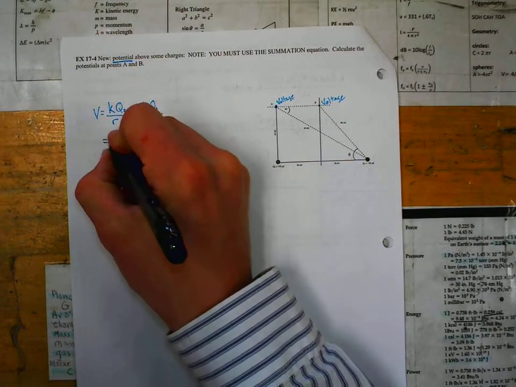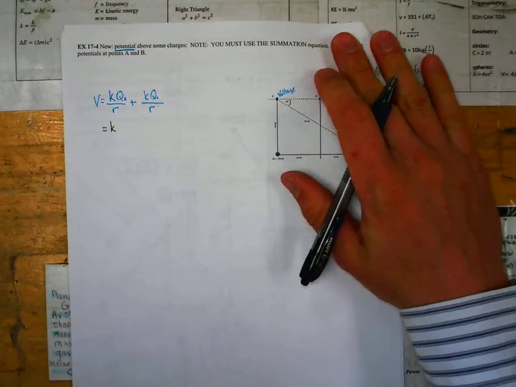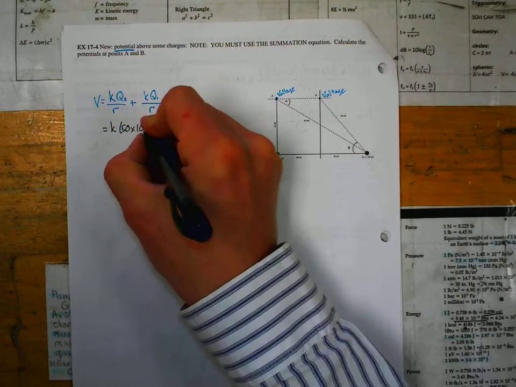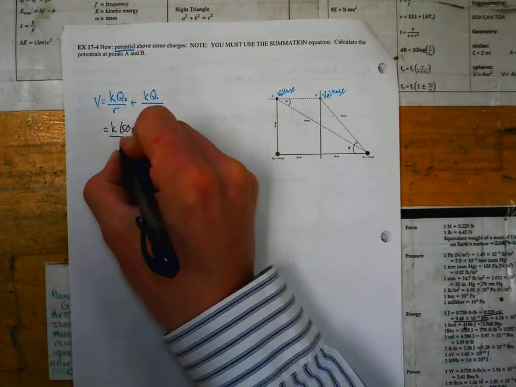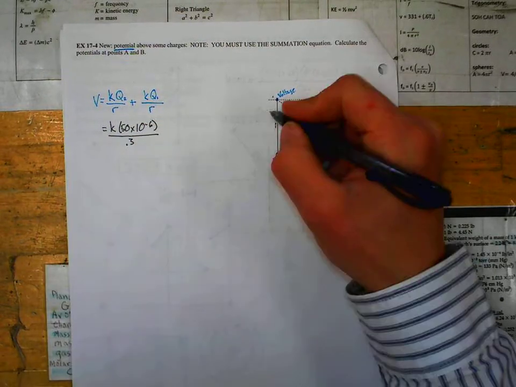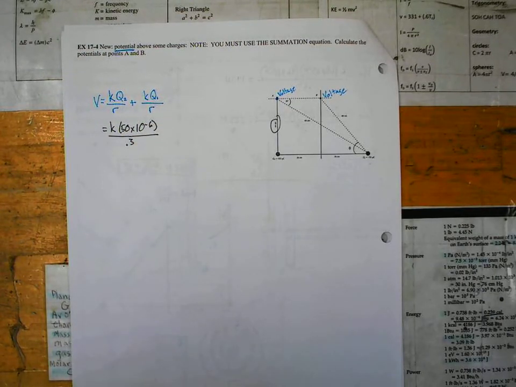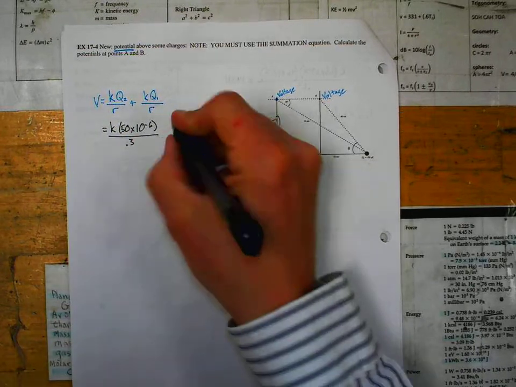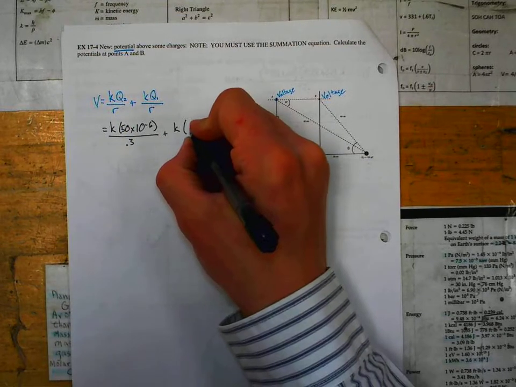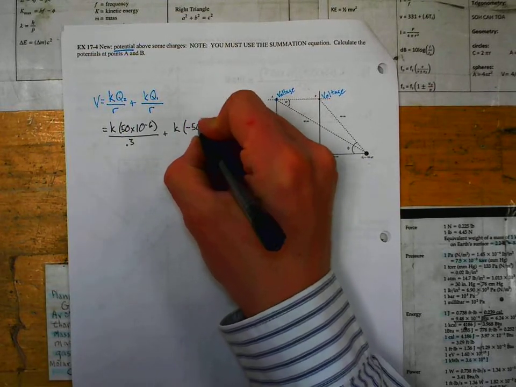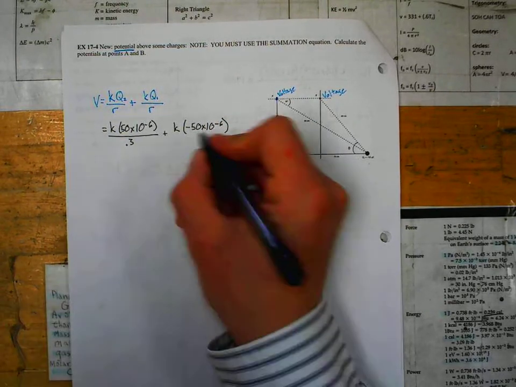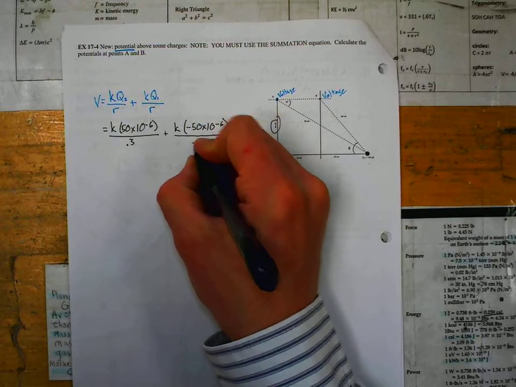Let's plug in some numbers. All right, so I'm just going to leave that as K. And then the value of Q2 is 50 microcoulombs. Radius of 0.3. Okay, that's your 30 centimeters right there. All right, now the other one's negative. So we'll do K and negative 50 times 10 to the negative 6, and resist the temptation to square these things.